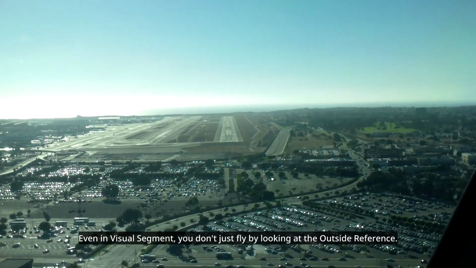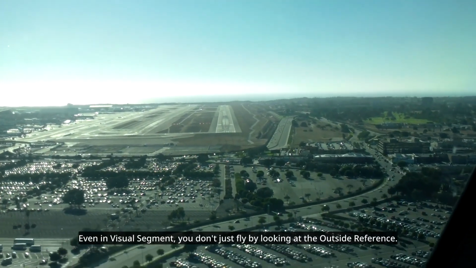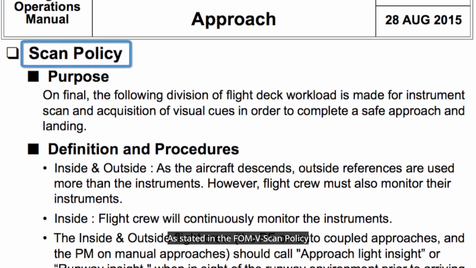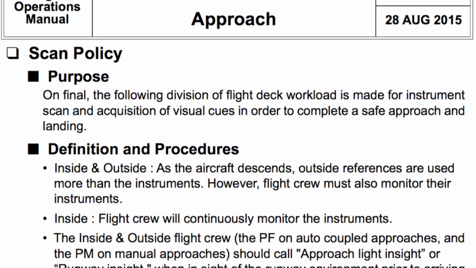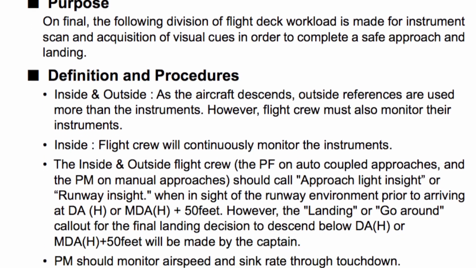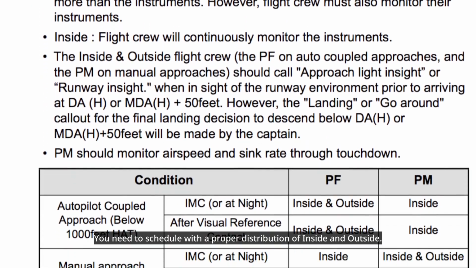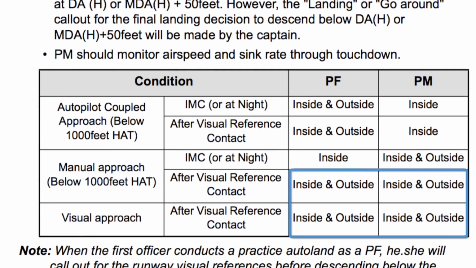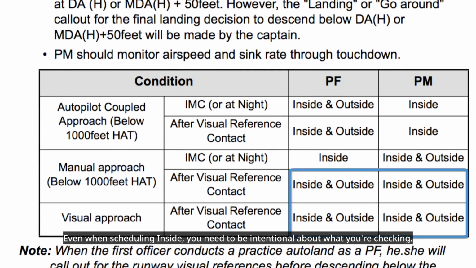Even in the visual segment, you don't just fly by looking at the outside reference. As stated in the FOM V-scan policy, the PF and PM need to schedule a proper distribution of inside and outside scanning. Even when scanning inside, you need to be intentional about what you're checking.